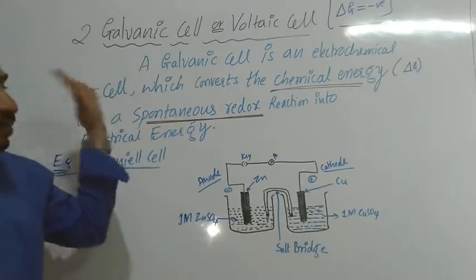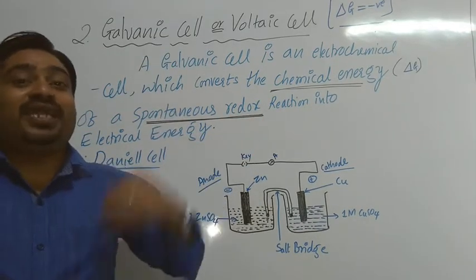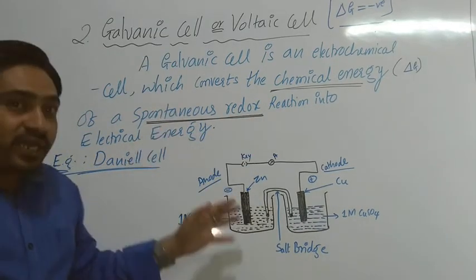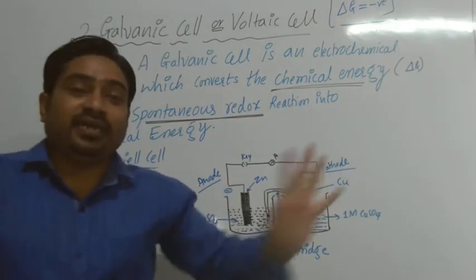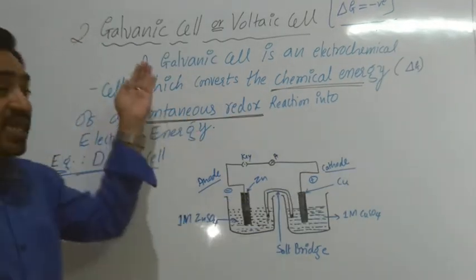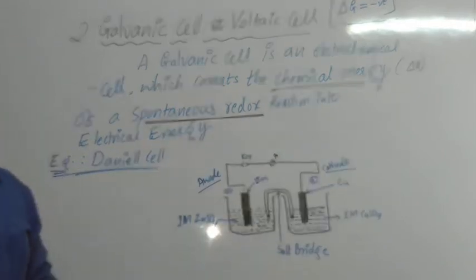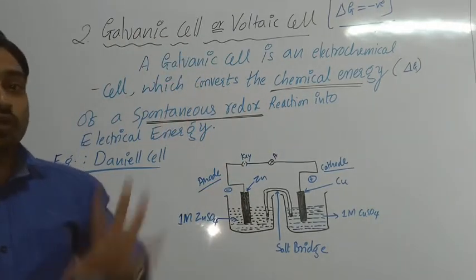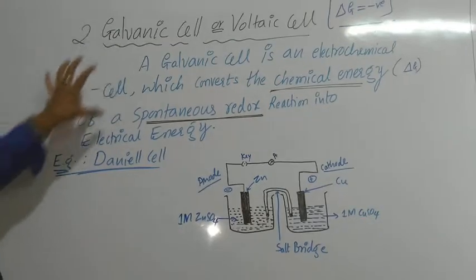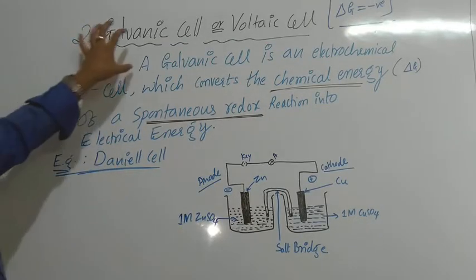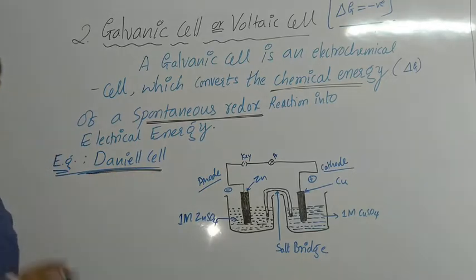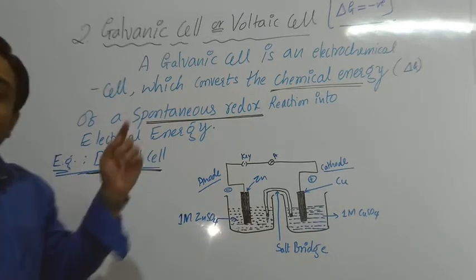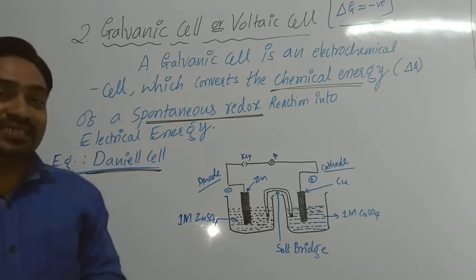In the previous session we discussed the electrolytic cell, which converts electrical energy into chemical energy. The galvanic or voltaic cell is the opposite of the electrolytic cell. The best and earliest example of a galvanic cell or voltaic cell is the Daniell cell.